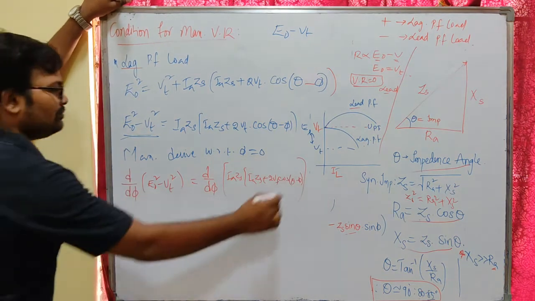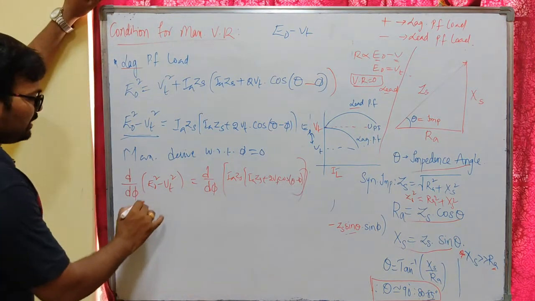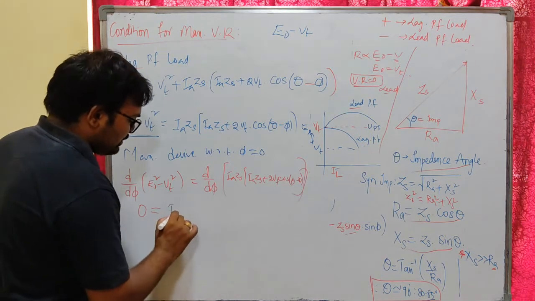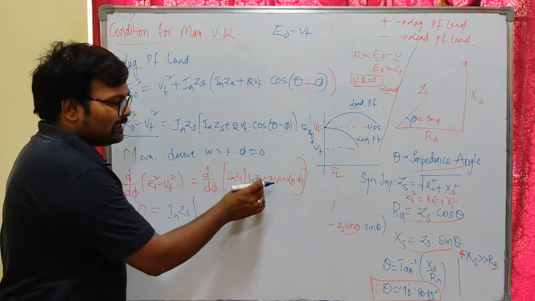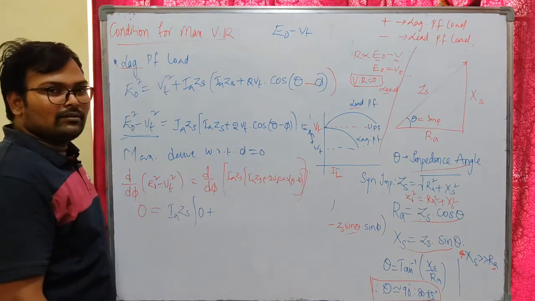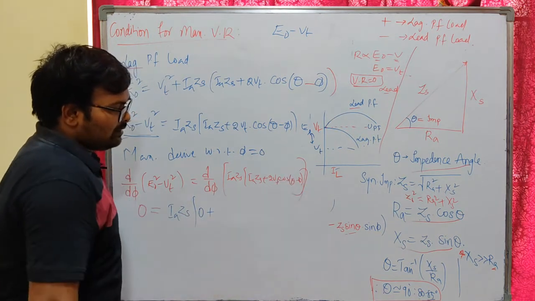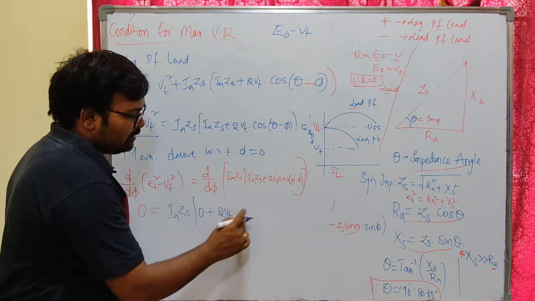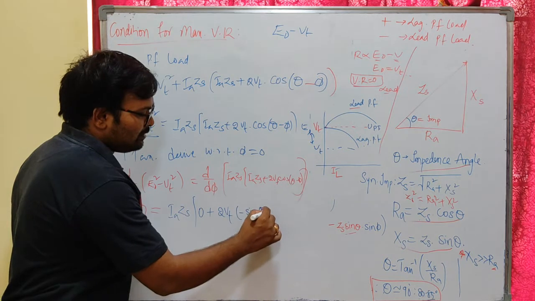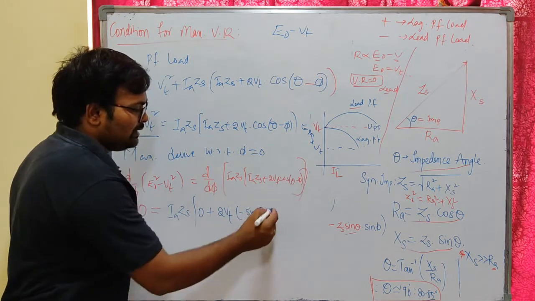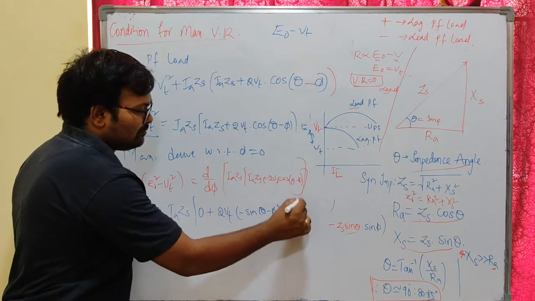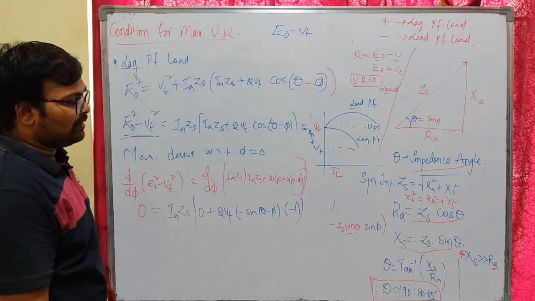So this will become 0 because there is no phi term here. Here IaZs is common. In the internal term, d by d phi of IaZs is also equal to 0, as there is no term related to phi. Here we will have the term 2VT cos of theta minus phi. Its derivative is minus sin of theta minus phi, since d by dt of cos t equals minus sin t. And for the angle, d by d phi of theta minus phi is equal to minus 1.